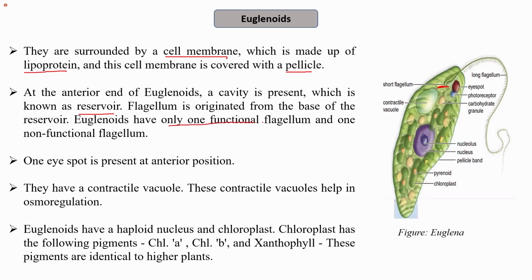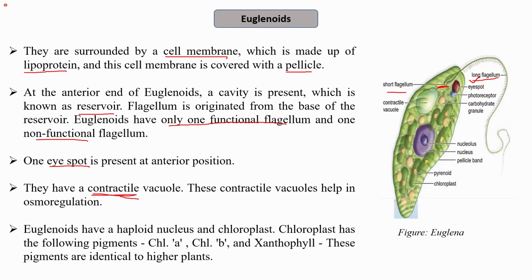Euglenoids have only one functional flagellum and one non-functional flagellum. So we can see that in euglenoids there is a short flagellum which is present and a long flagellum which is present. So the one is functional while the other is non-functional. Also, one eye spot is present in the anterior position. It has an eye-like structure basically. When we visualize it, it seems like an eye, hence it is known as an eye spot.